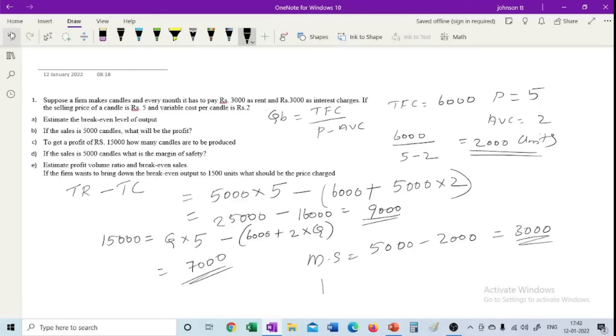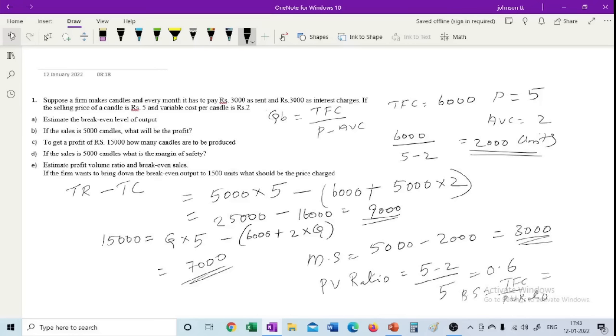So PV ratio is equal to price minus average variable cost, that is 5 minus 2 divided by 5, that is equal to 0.6. Then break-even sales is equal to TFC divided by PV ratio. Break-even sales is equal to TFC divided by PV ratio.